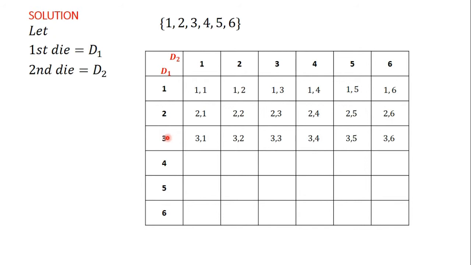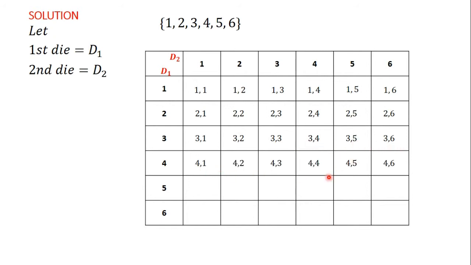When you come here, you have 3 on the first die and 1 on the second die. So that will give us (3, 1). We have 3 on the first die and 2 on the second die, so you have (3, 2). When you continue, you are going to get (3, 3), (3, 4), (3, 5), and (3, 6).